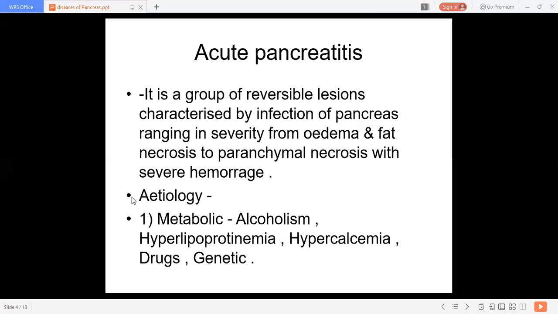Alcoholism is at the first rank. It is a very, very important factor behind acute pancreatitis, and in our country it is a very common one. Then hyperlipoproteinemia, hypercalcemia, various drugs like NSAIDs, anti-cancer drugs or anti-tubercular drugs may cause acute pancreatitis, and the genetic cause.